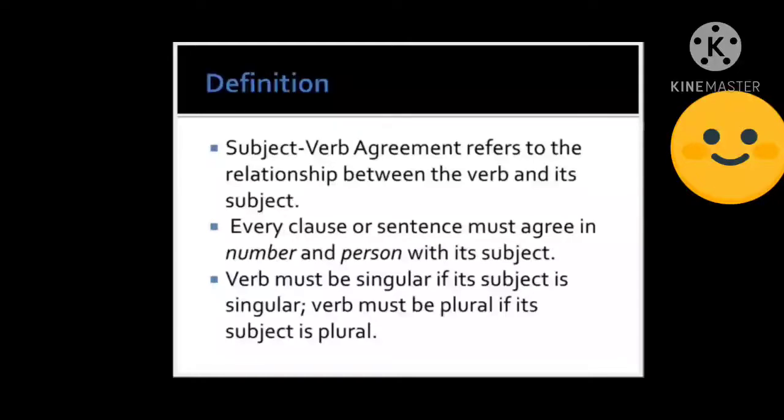If the subject of a sentence is singular, the verb is usually singular. If the subject of a sentence is plural, the verb also will usually be plural. So this is what you call subject-verb agreement, and the agreement should be in person and number. Person means first person, second person, third person, okay, and number means singular, plural.